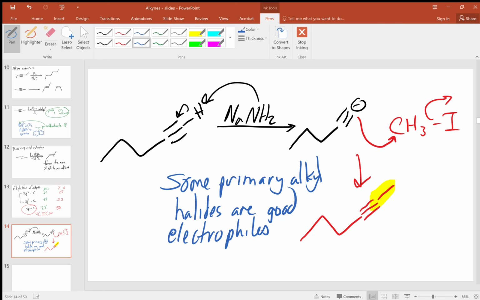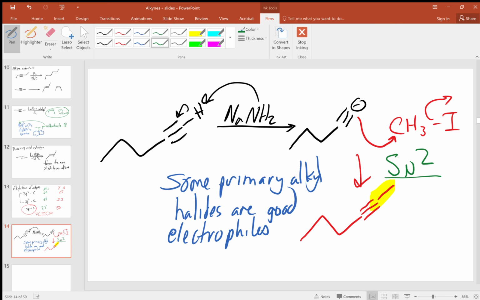So how do you determine whether your alkyl halide will work well for this reaction or not? Well, this first piece of this reaction is just a deprotonation, an acid-base reaction. But the second piece of this reaction is a reaction known as an SN2 reaction. And learning more about the SN2 reaction is what we will do right at the beginning of Organic 2.